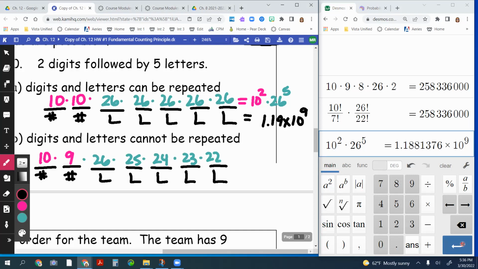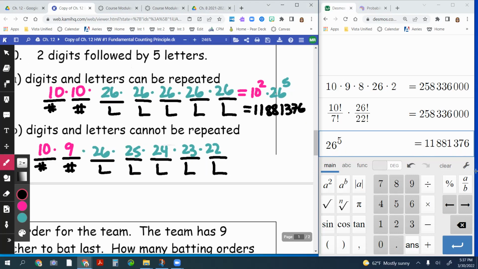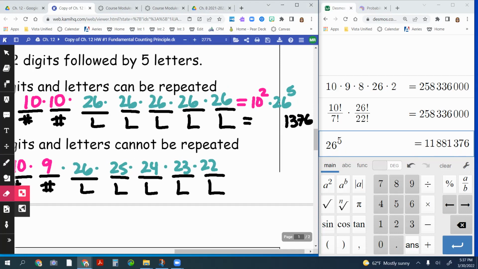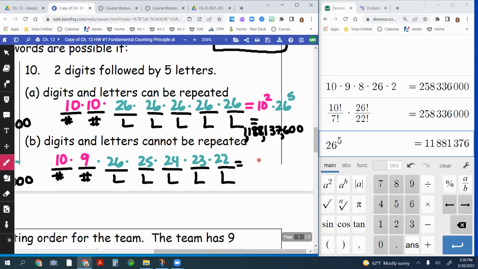On the next one, when I put that into my calculator, this is 26 to the fifth, and this is what I get. So if I want to be a little more accurate so I can compare these, this again is 26 to the fifth. When I times it by 100, I'm just going to be basically adding two zeros. So that is going to be 1188137600. So 1,188,137,600.